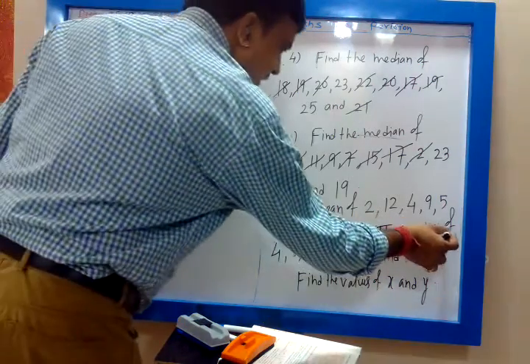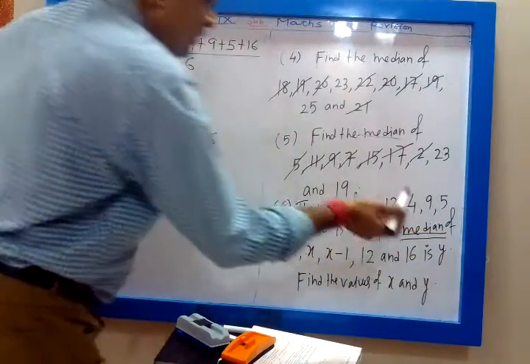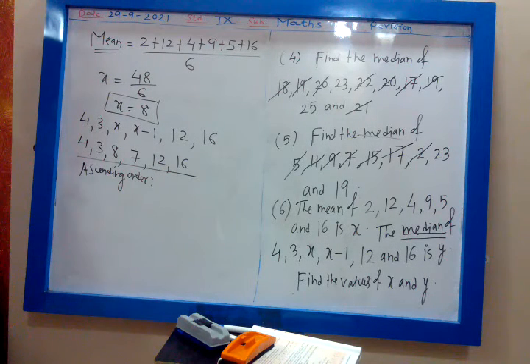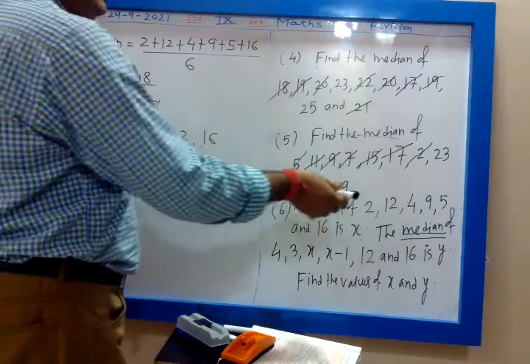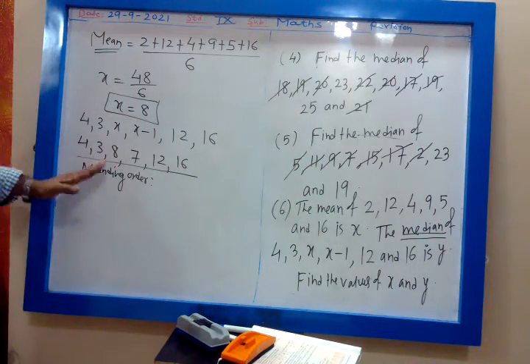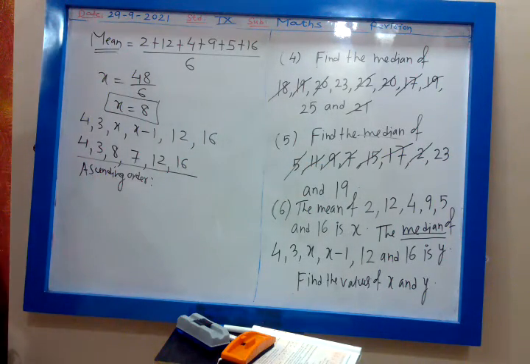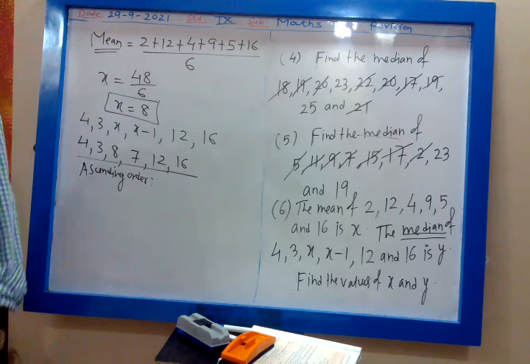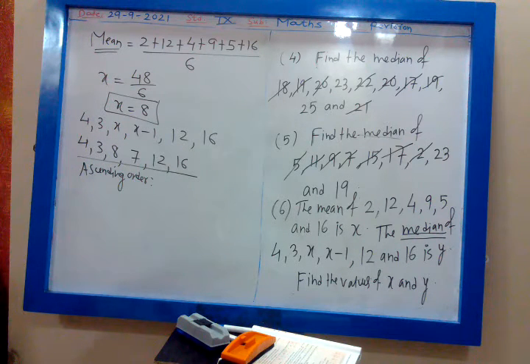Arey, median is given, no? Median. That is what mean is given. Then it is median. Chalo, do it. After this you calculate. Arrange the data in ascending order. Take 2 minutes time. Tell me the answer.